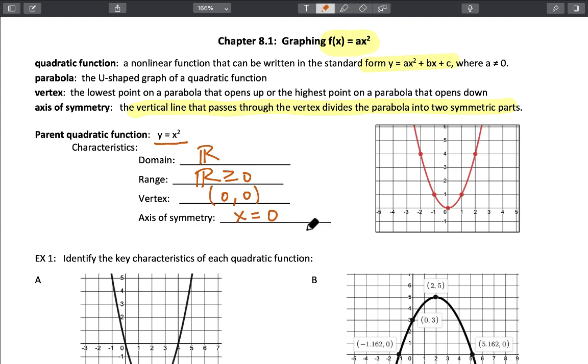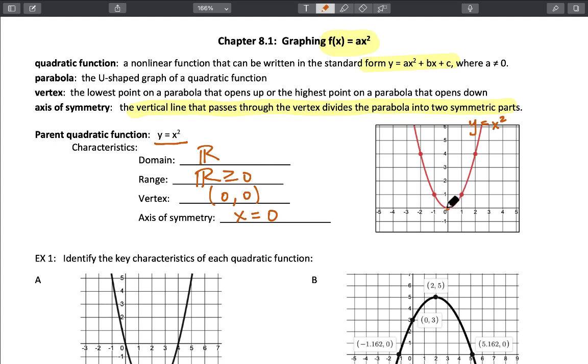Remember, that's the vertical line. So you can see all of these properties over here on the right-hand side. This is the graph of y equals x squared. And this is the parent function, or the parent quadratic function. And it's going to be what we compare all of our other quadratic functions to.